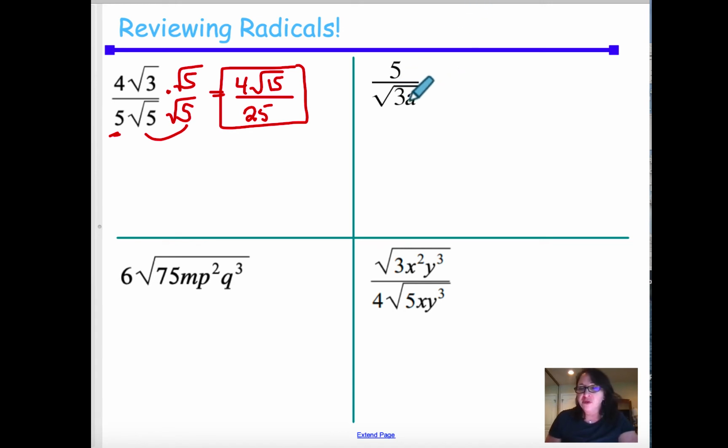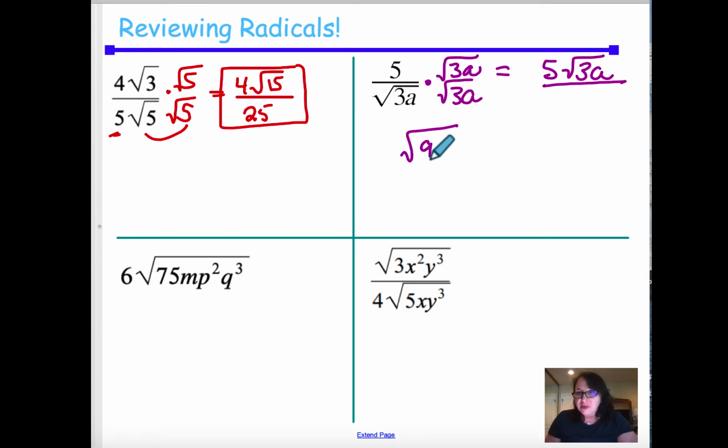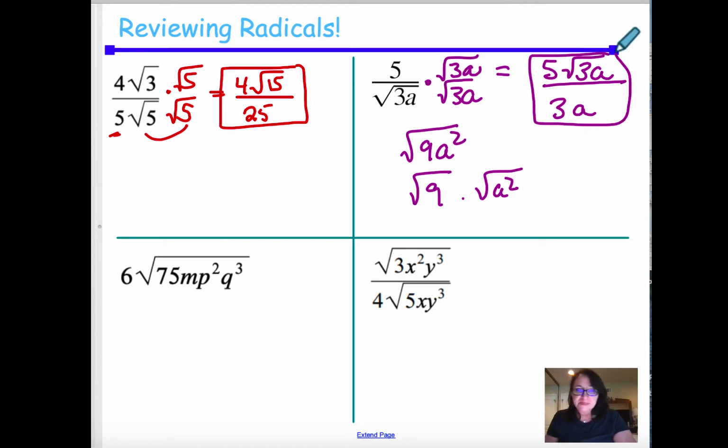For this next problem, you also have a root on the denominator, but this root also contains a variable. So when you're multiplying by root 3, you're also going to be multiplying by root 3a in order to get rid of that. So in doing that, we're going to get 5 root 3a over, and then of course, just to show you, this is going to be 9, 3 times 3 is 9a squared, which is the same thing as the square root of 9 times the square root of a squared. So that's 3a. So we're going to have 3a on the denominator, and we're done.